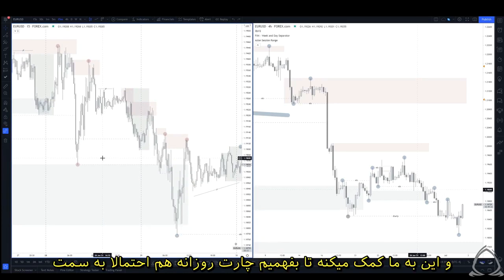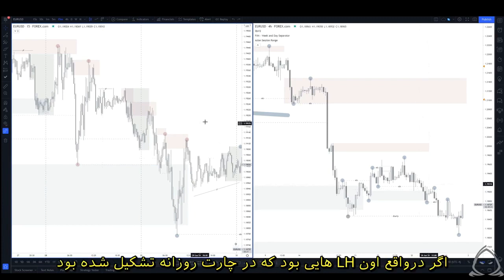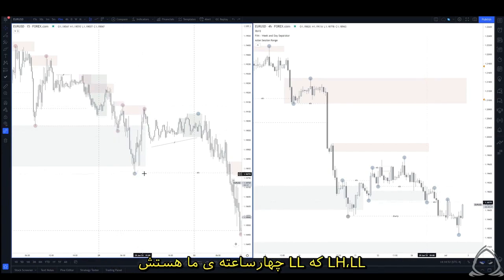And what this is also going to help us understand is that more than likely the daily chart is going to start to continue moving to the downside, if in fact that was the lower high that was printed on the daily chart as well. And what we can see if we just continue following market structure is we are breaking structure to the downside, creating lower lows, lower highs, lower low, which is our true 4-hour lower low.